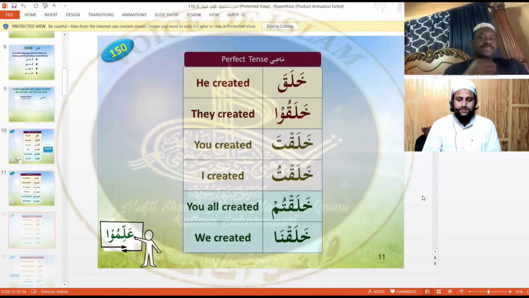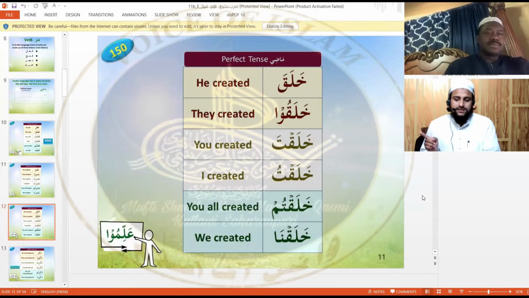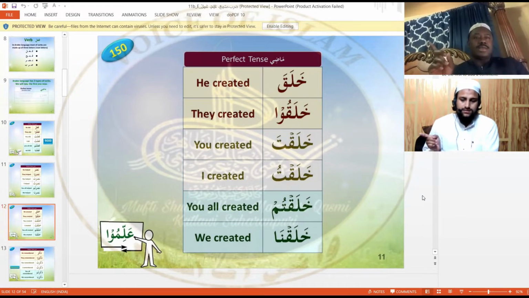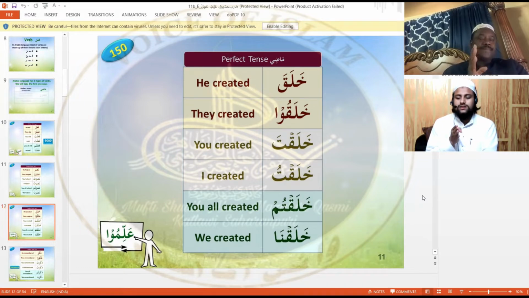Khalaqa, he created. Khalaqu, they created. Khalaqta, you created. Khalaqtu, I created. Khalaqtum, you all created. Khalaqna, we created.